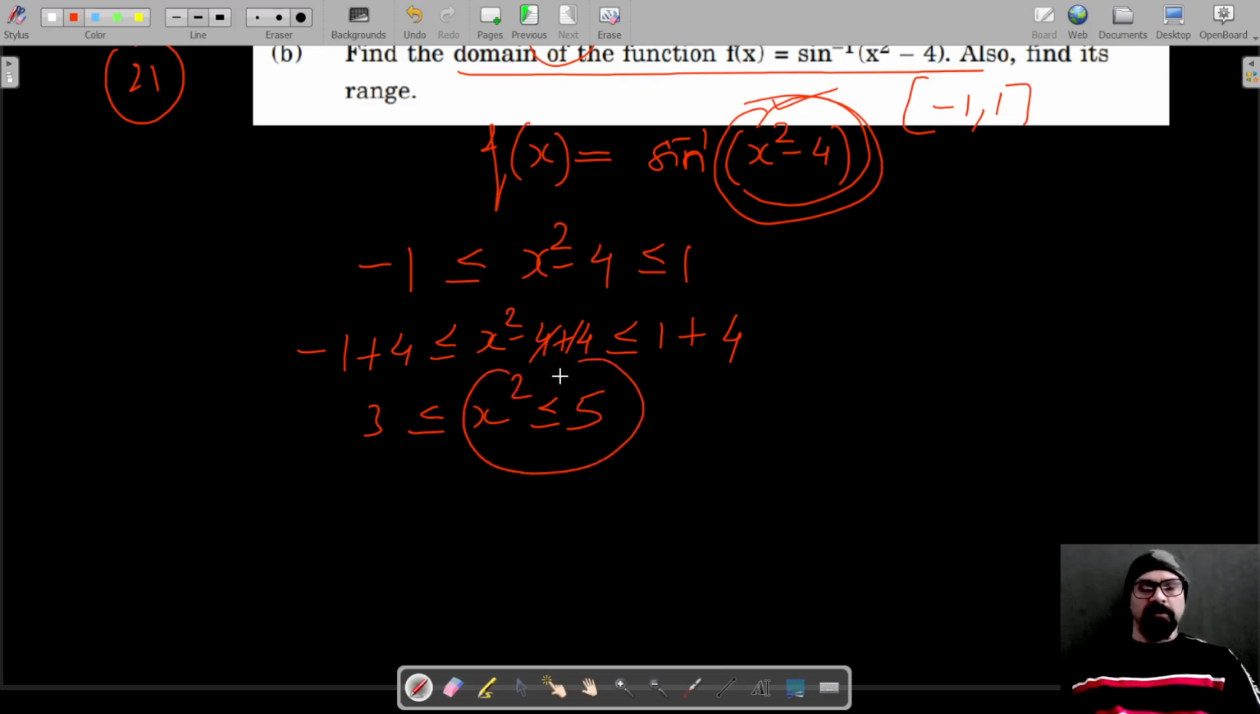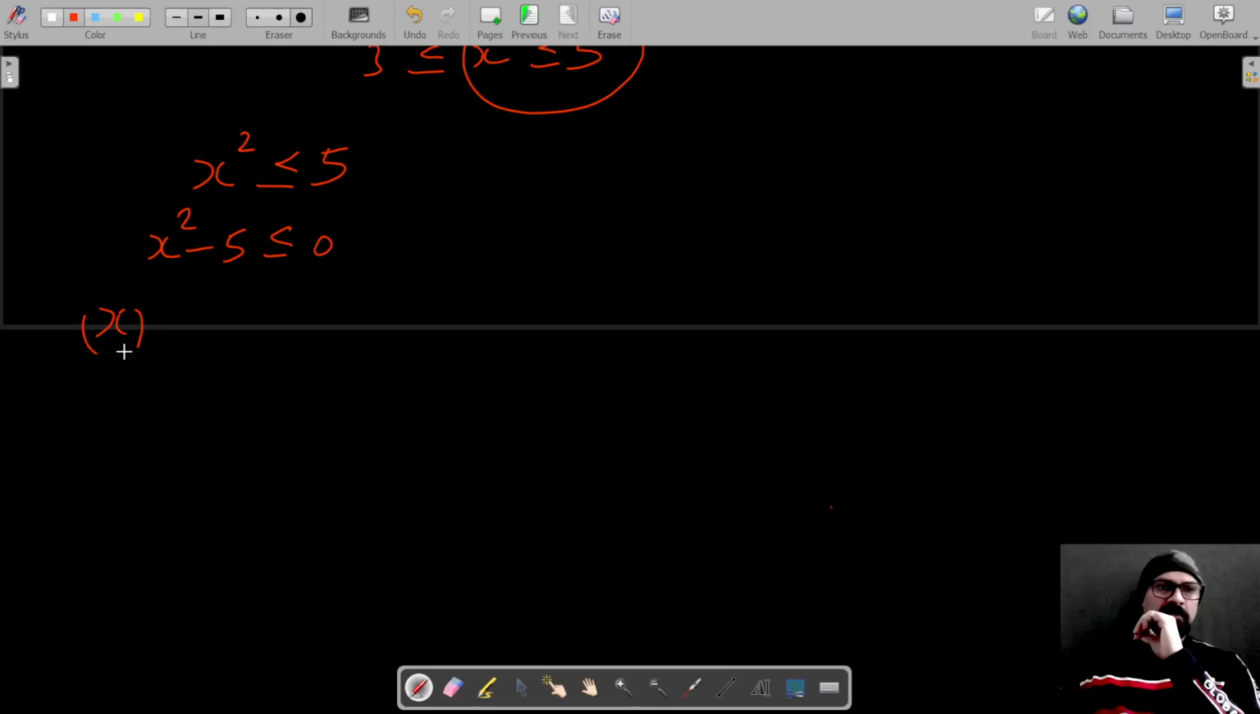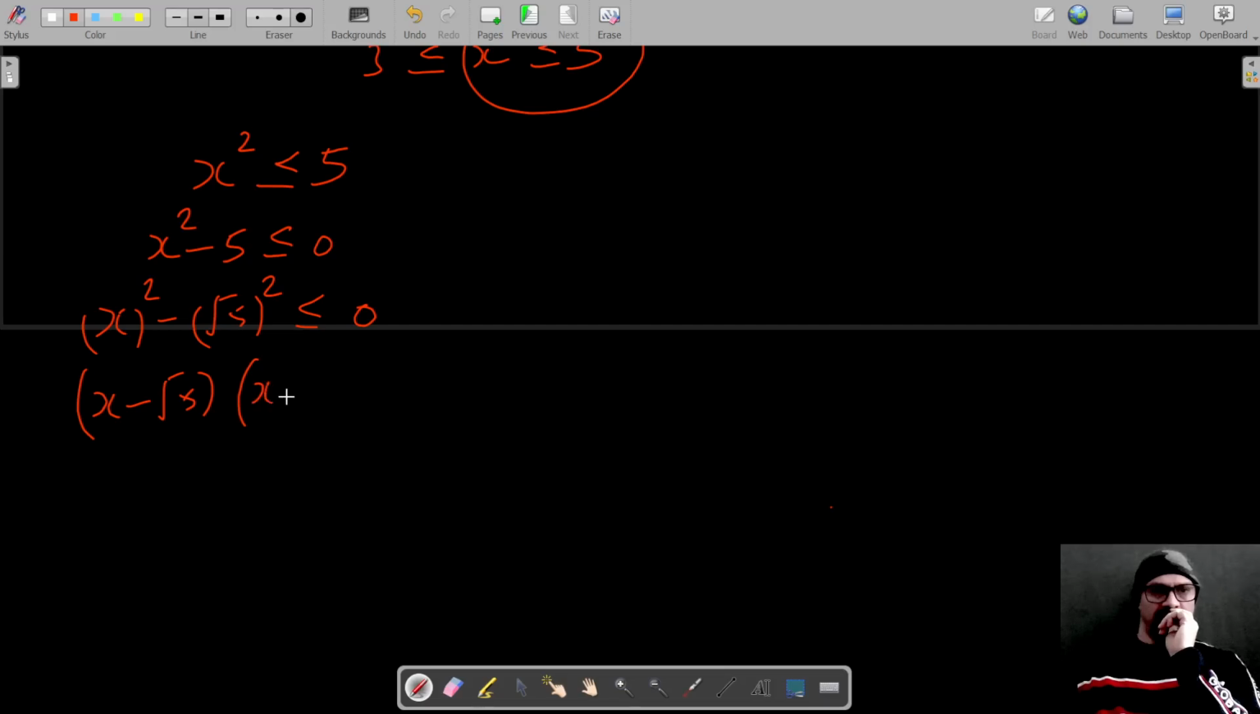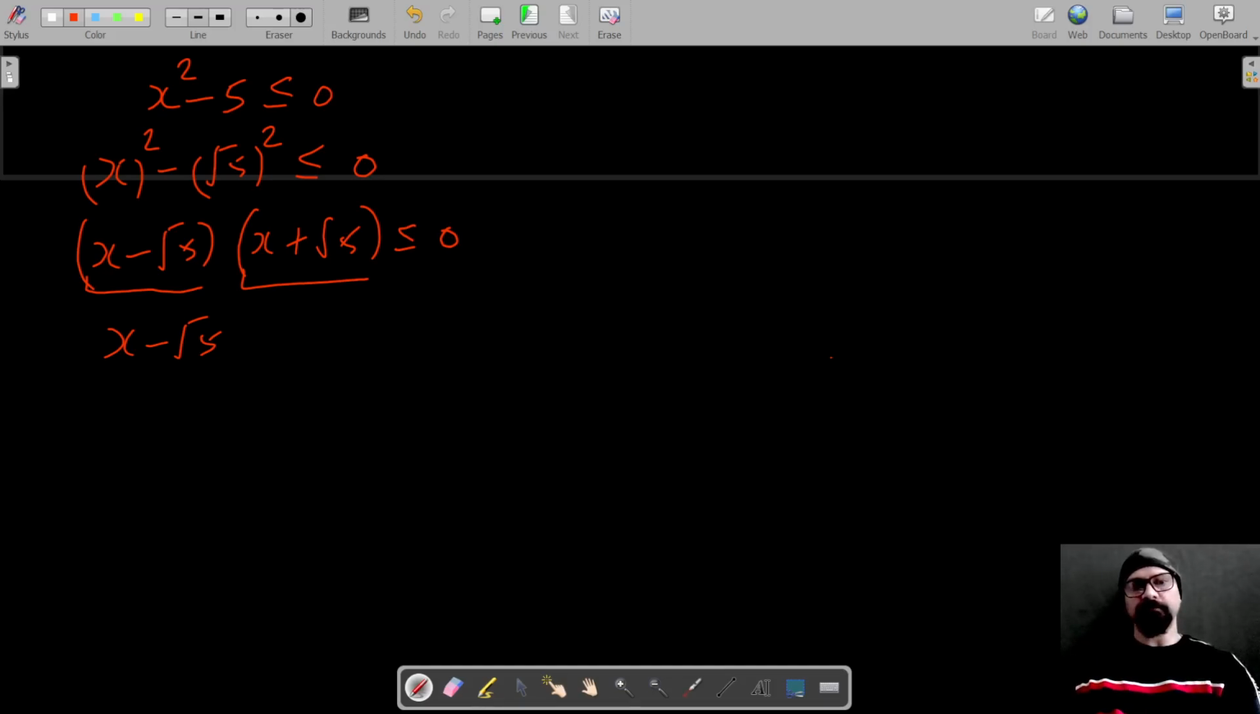Let's consider this part of the inequality first, which says x square is less than or equal to 5. So that means x square minus 5 is less than or equal to 0. And I can write it as a square minus b square, so x minus root 5 into x plus root 5 is less than or equal to 0. For this, one of them should be positive and one should be negative.